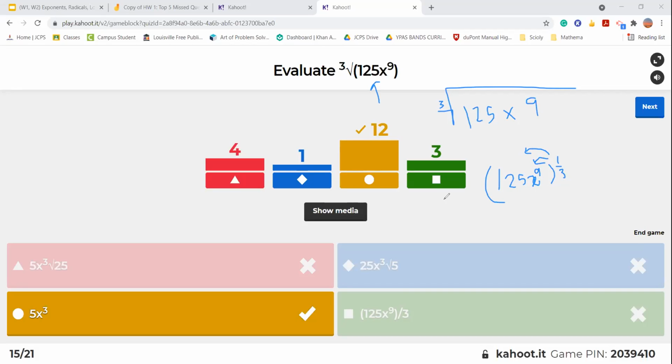Anyways, so 125 to the power of 1/3. It's 5, x to the 9th power of 1/3. Just x does it.